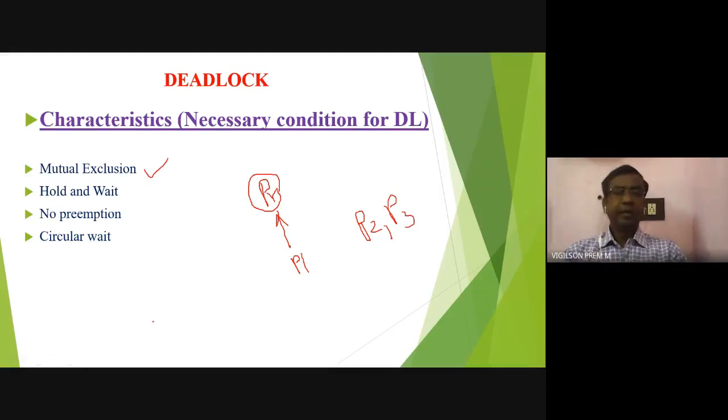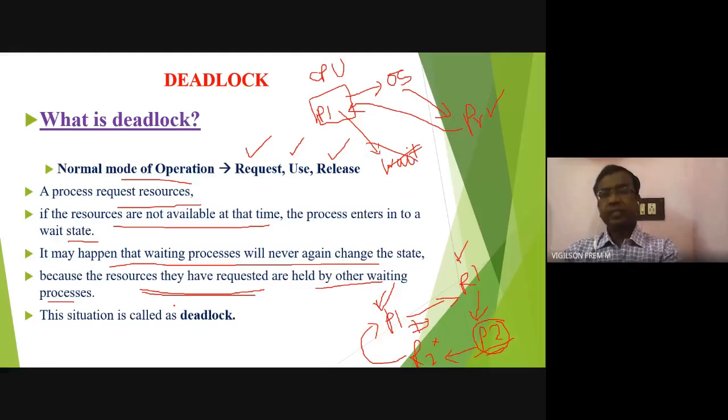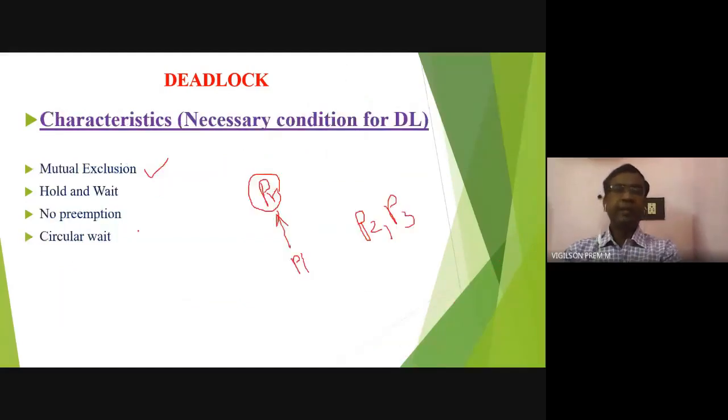The second condition is hold and wait. This is the situation we are seeing here. What does it mean? P1 is holding R2 and requesting R1. P2 is holding R1 and requesting R2. This is the second condition, hold and wait.